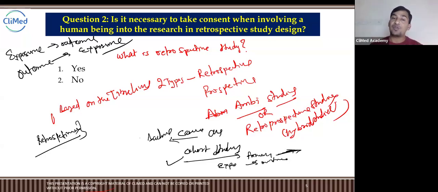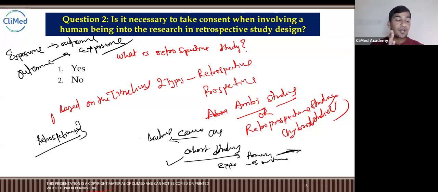Backward directions are always case control studies. Forward directions are always cohort studies. I mean, these are the types of study designs. So these two do not have any connection with retrospective and prospective. Retrospective and prospective is just a data collection type. Data collection type is what?